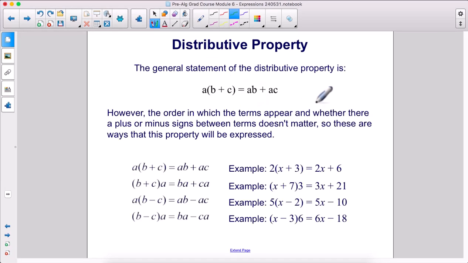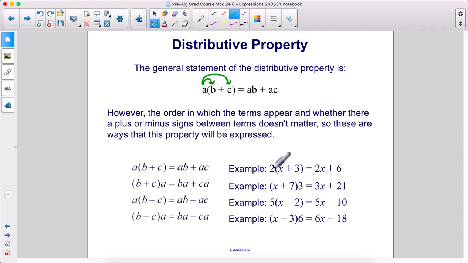The general statement of the distributive property is a times b plus c equals a times b plus a times c. However, the order in which the terms appear and whether there is a plus or minus sign between the terms doesn't matter. So these are ways that this property will be expressed. Here we have the same statement: a times b plus c equals ab plus ac.